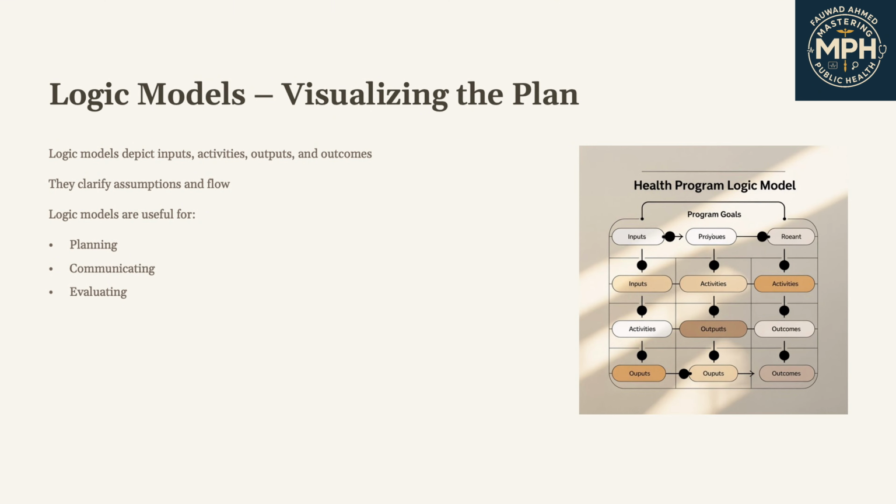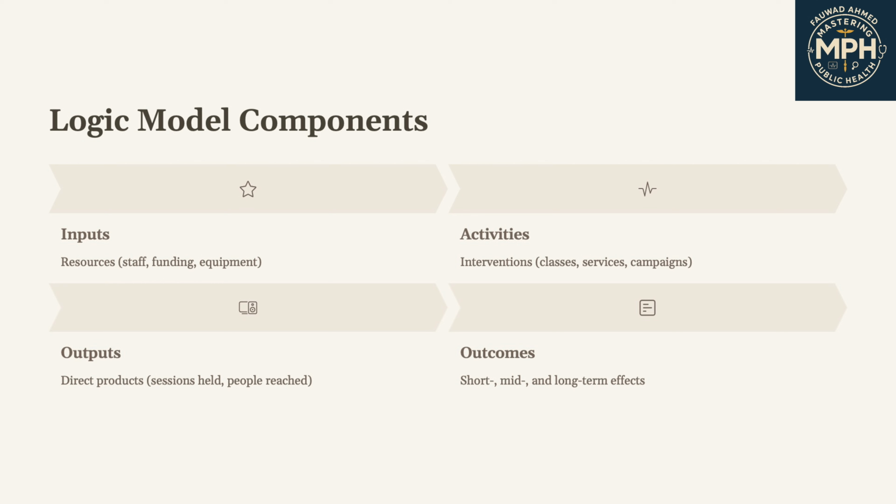A strong logic model includes: first is inputs, resources used to operate the program, for example, funding, staff, materials. Second is activities, the interventions you'll implement. Third is outputs, direct products of activities, for example, number of classes held. Fourth is outcomes, short-term, intermediate, and long-term effects. This if-then structure helps clarify assumptions, improve communication, and guide evaluation.